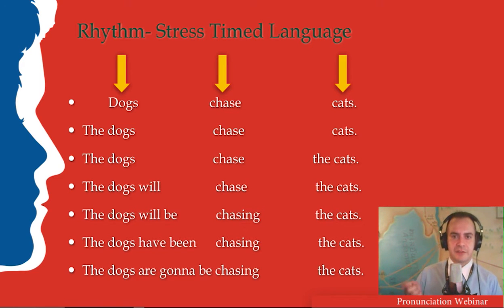Dogs chase cats. The dogs chase cats. The dogs chase the cats. The dogs are chasing the cats. The dogs have been chasing the cats. The dogs are going to be chasing the cats. Can you see how much information you can fit in between the strong beats without making the sentence any longer?